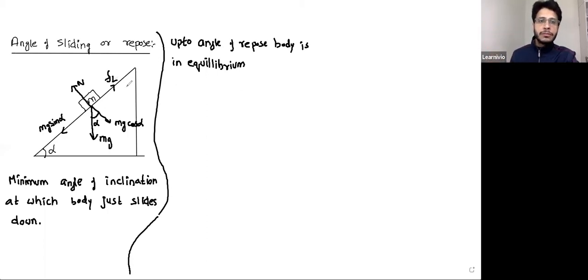So in equilibrium, both the forces will balance each other. FL will balance mg sin alpha. First equation. And this normal reaction will balance this mg cos alpha. The normal reaction is acting perpendicular to the inclined plane in the upward direction, and this is acting perpendicular to the inclined plane in the downward direction. So both these forces will balance each other.